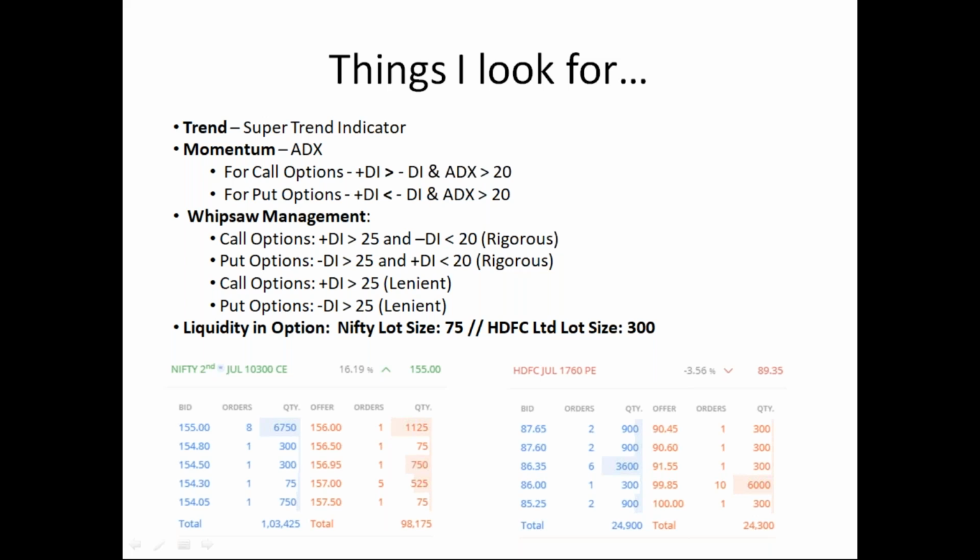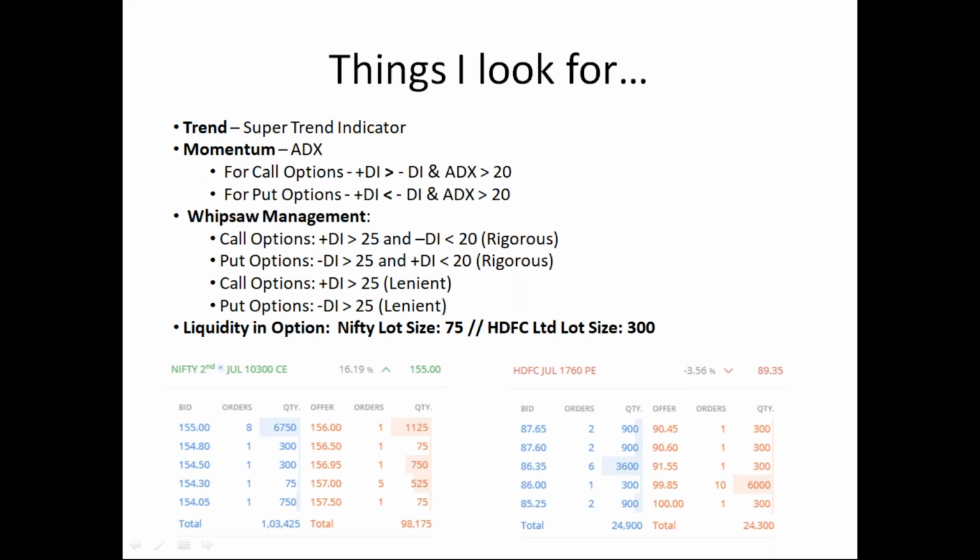So few things I want to clarify. First, it's a shorter time frame, so I want my view to materialize in that shorter time frame. One, I have to bet on the right trend. Number two, the momentum should be on my side, because I want it to materialize within the day, because I will be closing my position no matter what my PNL is at 3:15.